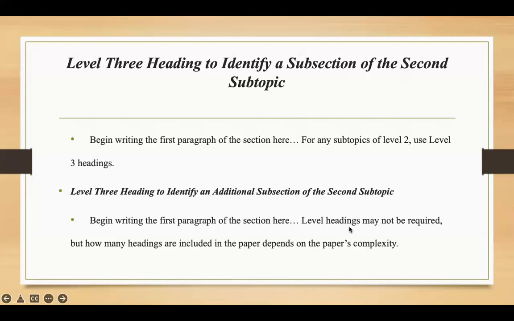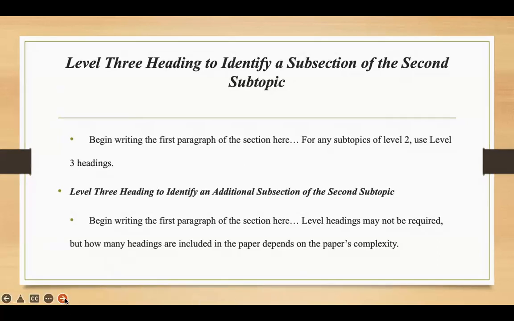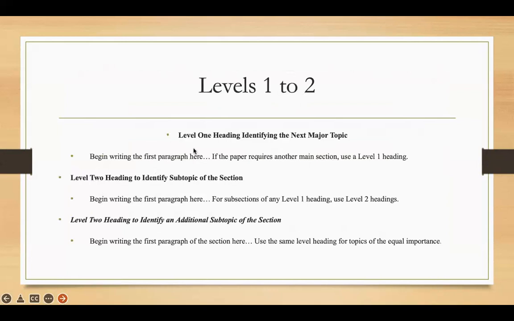Level headings may not be required. But how many headings are included in the paper depends on the paper's complexity. If it is just a term paper, weekly reflection, whatever, it depends. But for major papers like a thesis, dissertation, my friend, you just have to add there to the required information.